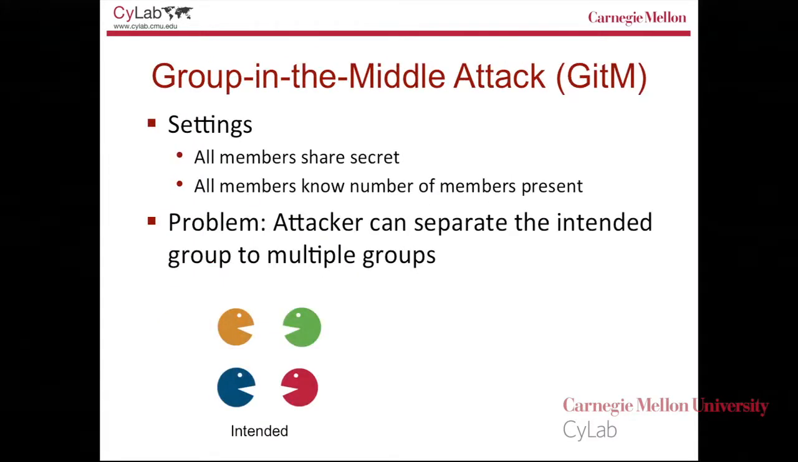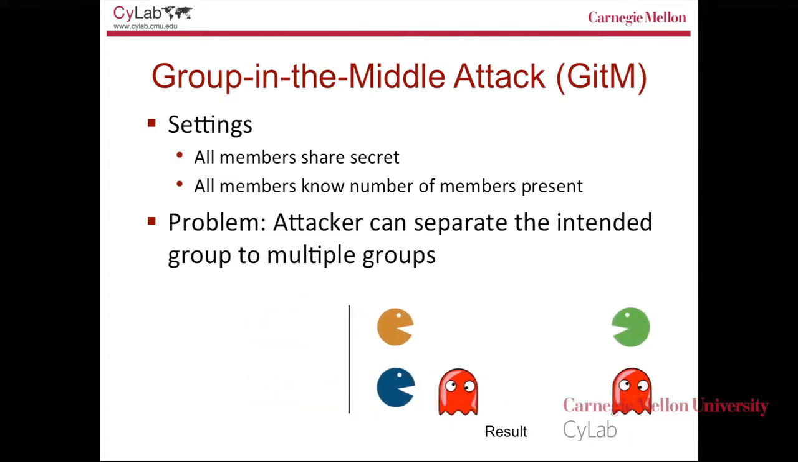Another attack we want to guard against is a group in the middle attack, which is kind of interesting. In this case, all members share a secret, and all members know the number of members present. The attacker can separate the intended group into multiple groups. And so if our attacker is Red Pac-Man, and he's malicious, he can separate those other three users.